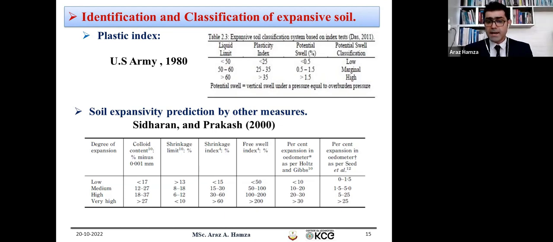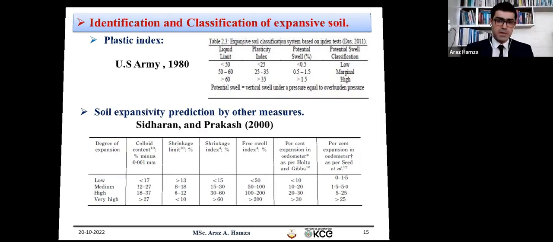And also Seed, Raman and Prakash also used some different parameters of soil to find the expansive soil. For example, the content of colloids, shrinkage limit, shrinkage index, free swell test, and the percent expansion in the oedometer test that can be done in our lab. Those are experiments, and the parameters can be used to identify the expansive soil.